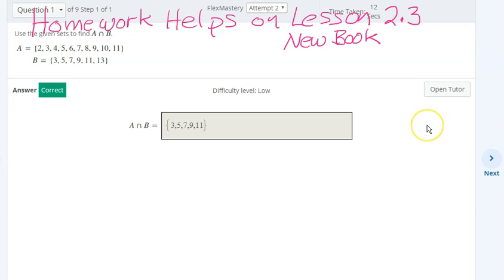This will be a homework help on lesson 2.3, which deals with set operations. All right, let's get started.